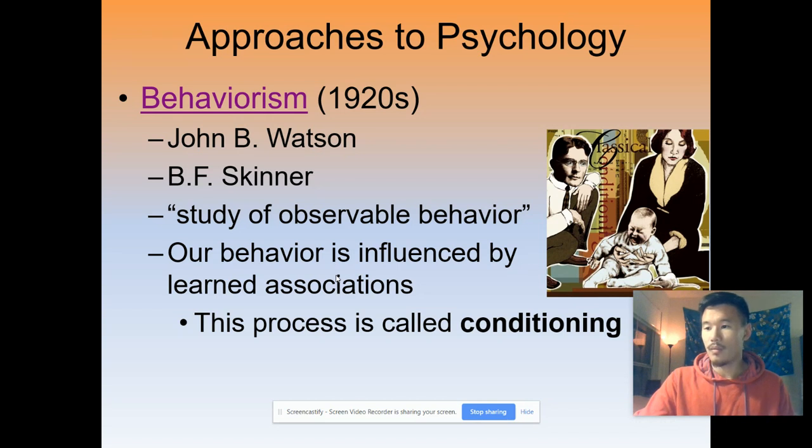They argued that you cannot observe a sensation, a feeling, or a thought, but you can observe and record people's behavior as they respond to different situations. They suggested that our behavior is influenced by learned associations, and this process was called conditioning.